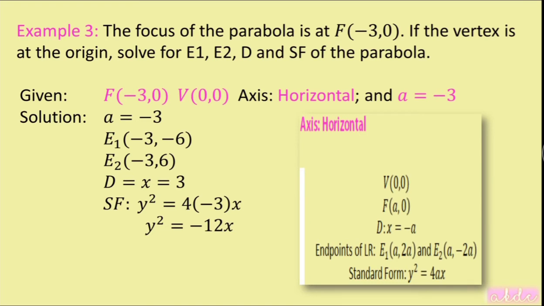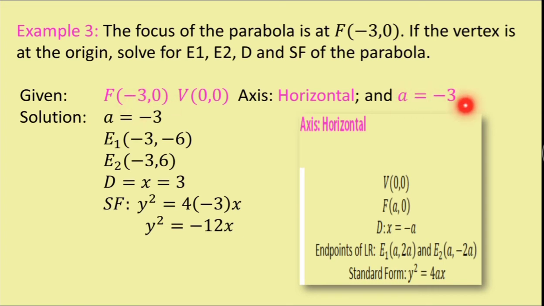Example number 3. The focus of the parabola is at F(negative 3, 0). So the given is the focus. If the vertex is at the origin, (0, 0), solve for endpoint 1, endpoint 2, the directrix, and the standard form of the parabola. So this time the given are the focus and the vertex. Given the focus (negative 3, 0), using the pattern (a, 0), because 0 is at y, we can say that the axis is horizontal. And we have a, which is negative 3.